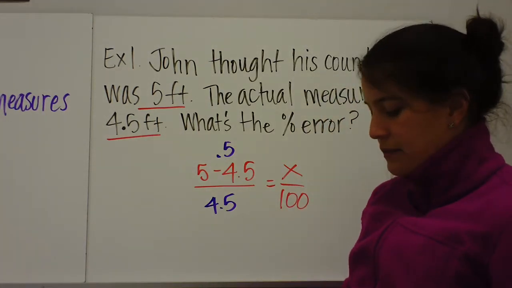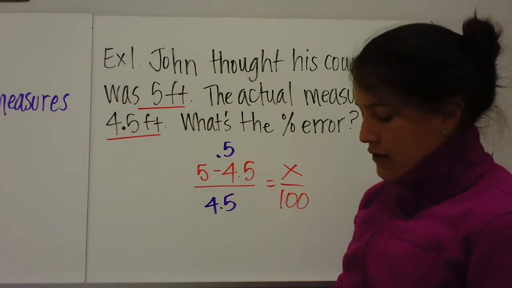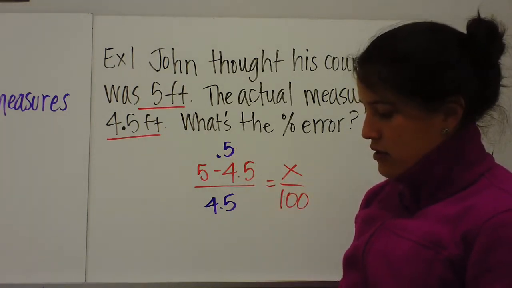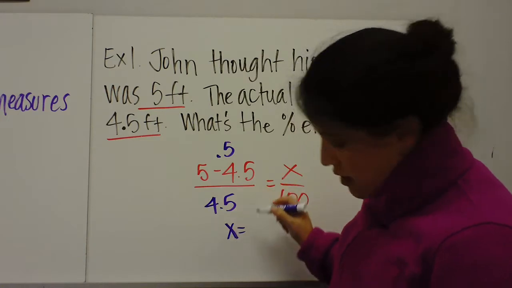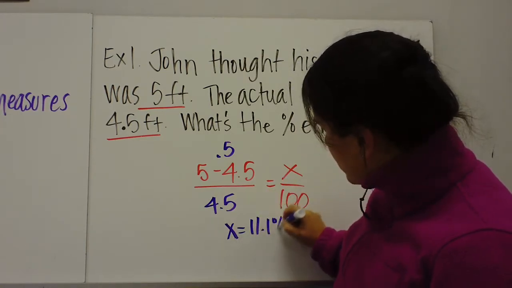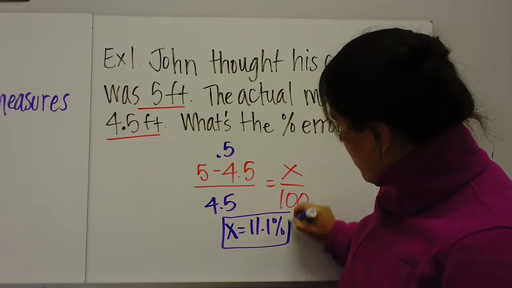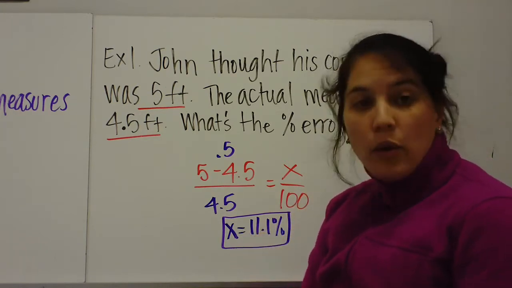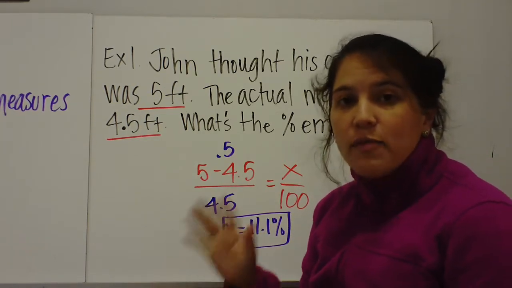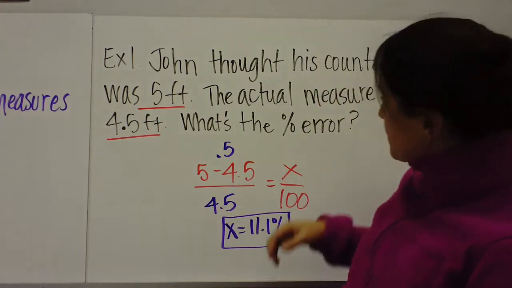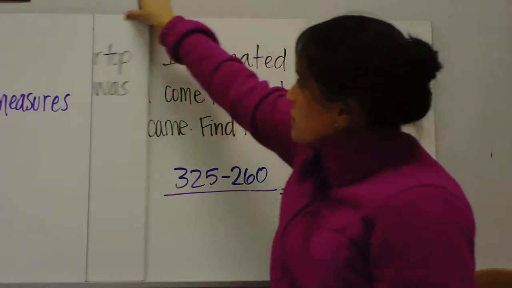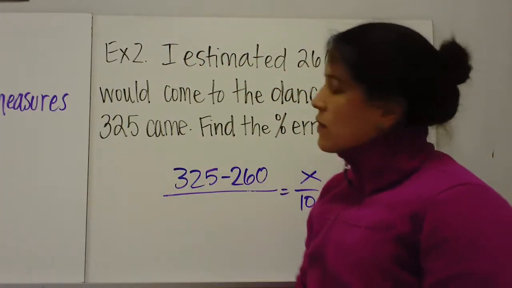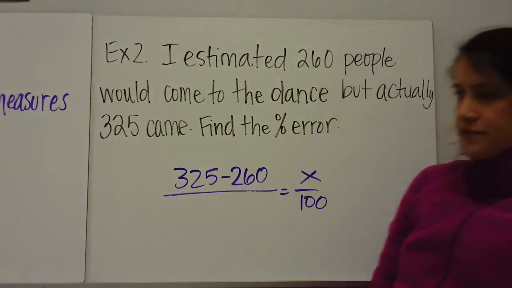So now we can cross multiply 0.5 times 100, divide by 4.5. So he had an 11.1% error. He had an 11.1% error, so that he was off by about 11%. Okay, pause it so you can write it down.